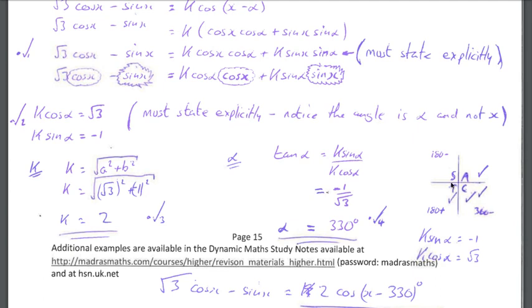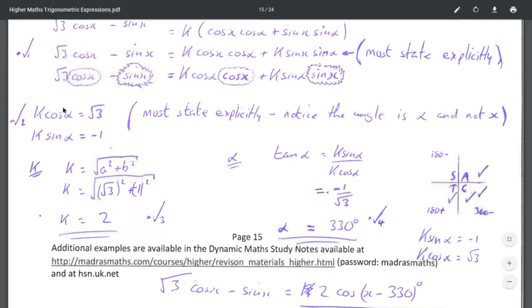So we need to use a CAST diagram here to find out if we're looking in the second or the fourth quadrant, because tan is negative. So we know k sine alpha is negative, so sine of alpha is negative, so we can't be looking in the first or the second. So our answer's either got to be in the third or the fourth quadrant. K cos alpha is positive, so our answer's got to be in the first or the fourth. It must also be in the third or the fourth. So that means it's got to be in the fourth. So we're looking for the answer in the fourth quadrant.